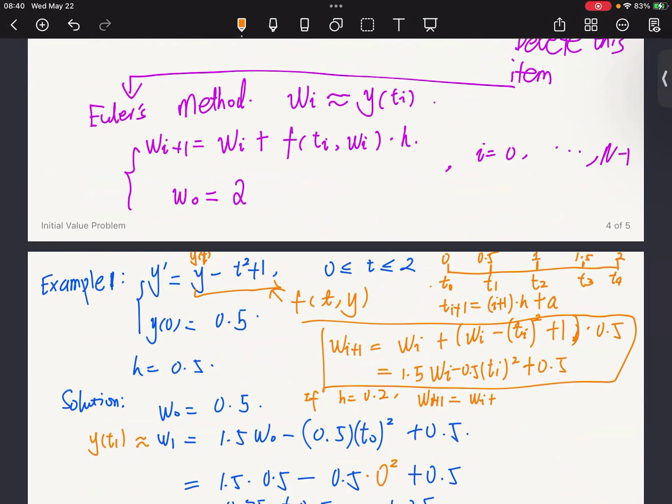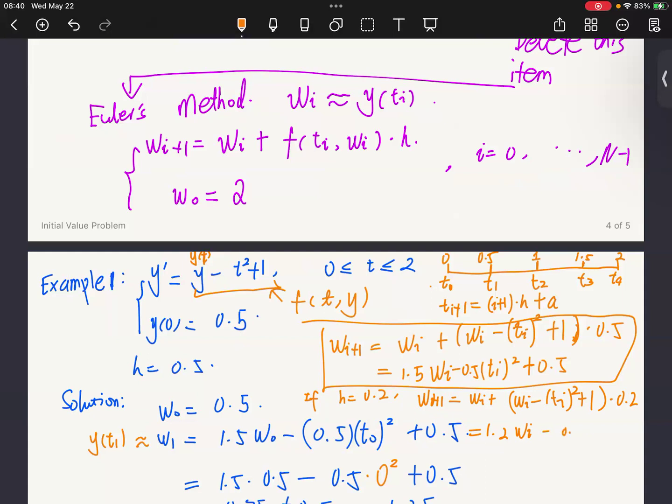Because this is y(t_i), and then we use the w_i to approximate it. So on the right-hand side, we have w_i minus t_i squared plus 1, and then times h. Now we change the step size to 0.2, and that's the thing. At the end of the day, we are just updating one small thing here, and then we change the coefficients, and that's 1.2, and then minus the point.